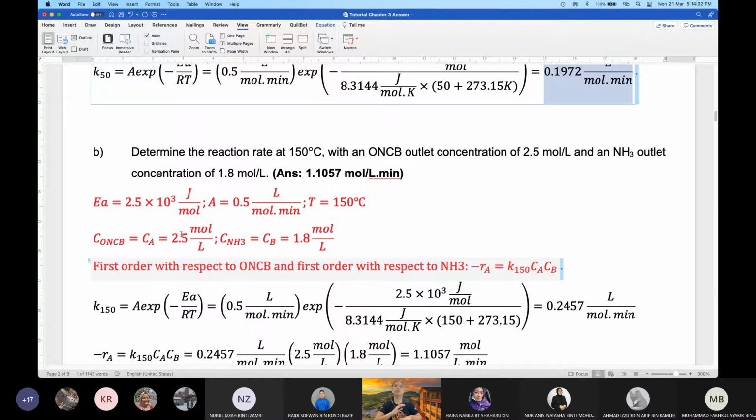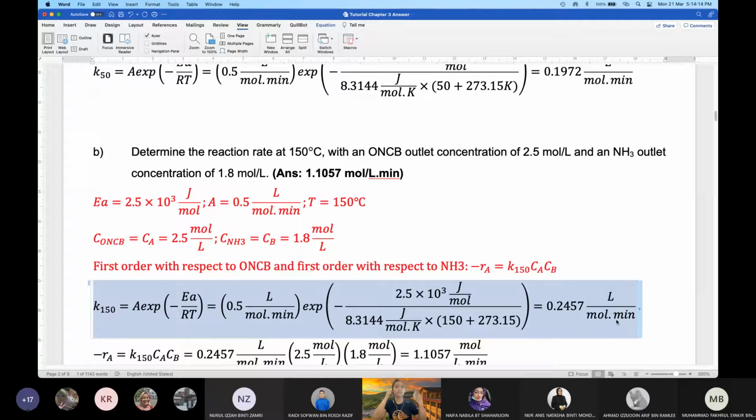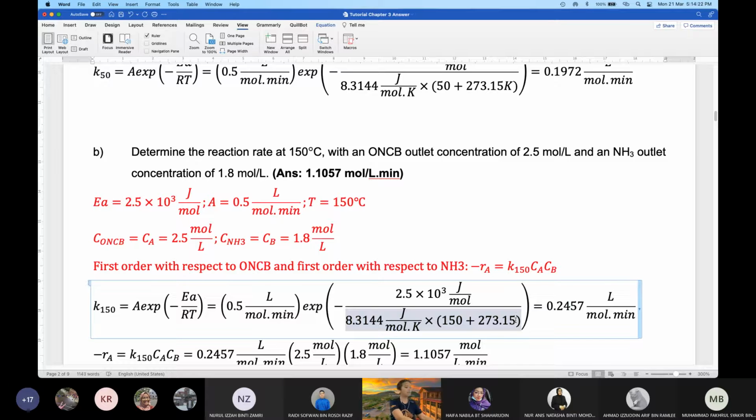If you notice in this question, it doesn't ask you to find the new K, right? But you have to know by yourself. If the temperature changes, I have to find K at my reaction temperature. So you have to do the calculation again to find K using the Arrhenius equation. The rest are the same except now my temperature becomes 150.